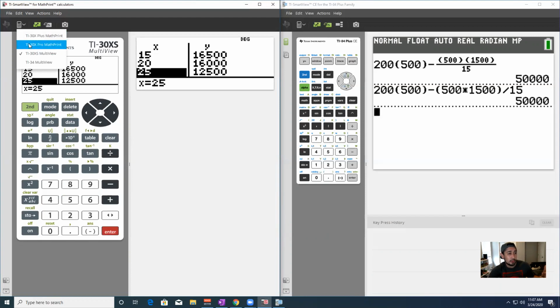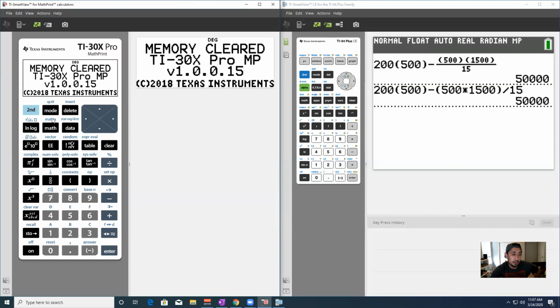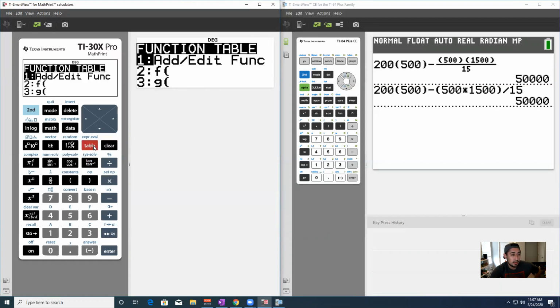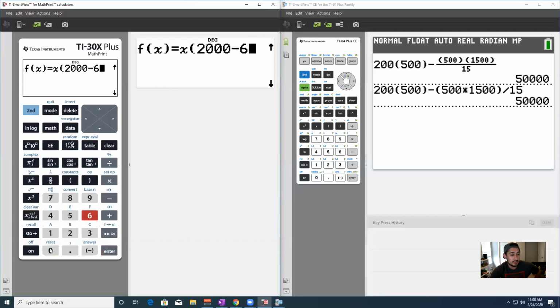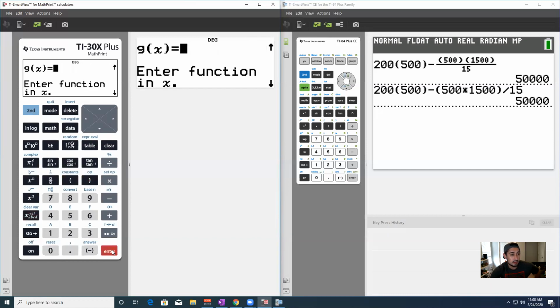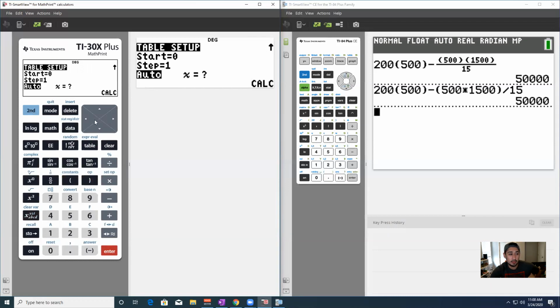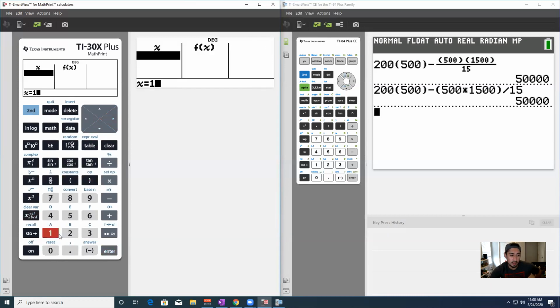Let me see if I did the Pro, right? Let's see, the Pro. If I hit table, you should have add, is it that one? Or the plus? Let me see, table. Either way, yeah. So you do add edit function, enter, f of x equals, do the same, x times (2000 minus 60x), close, enter, leave that blank, enter, go down to x equals question mark, enter, enter, and you get the same thing. So 1, 5, 10, and so on.